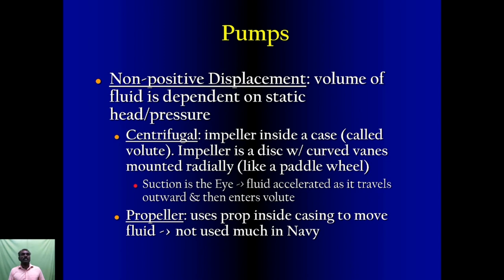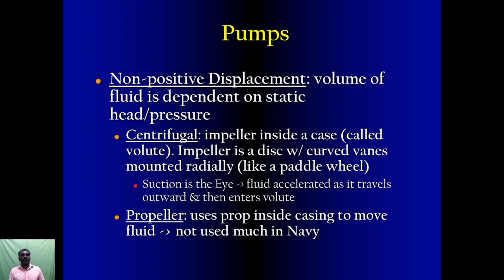Next, non-positive displacement. The first one is positive displacement pump, then second one is non-positive displacement. Volume of fluid is dependent on the static pressure. It is known as non-positive displacement. Example, centrifugal. Impeller inside a case called volute. Impeller is a disc or curved vanes mounted radially like a paddle wheel. Suction is the fluid flowing, accelerating as it travels outward and then enters the volute.